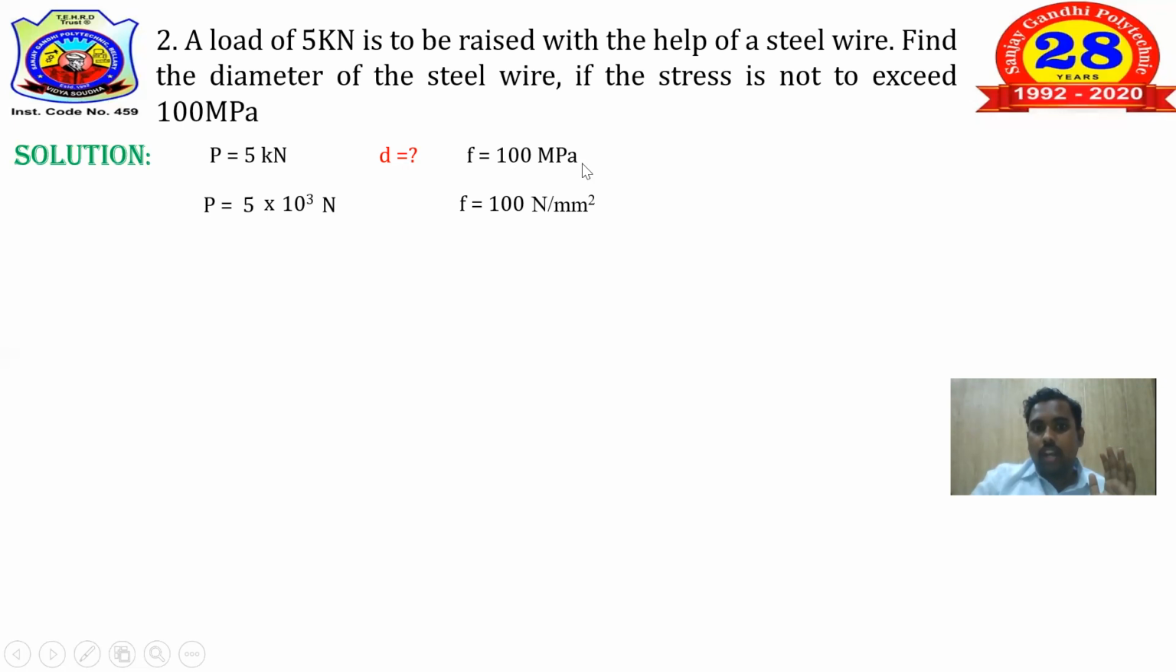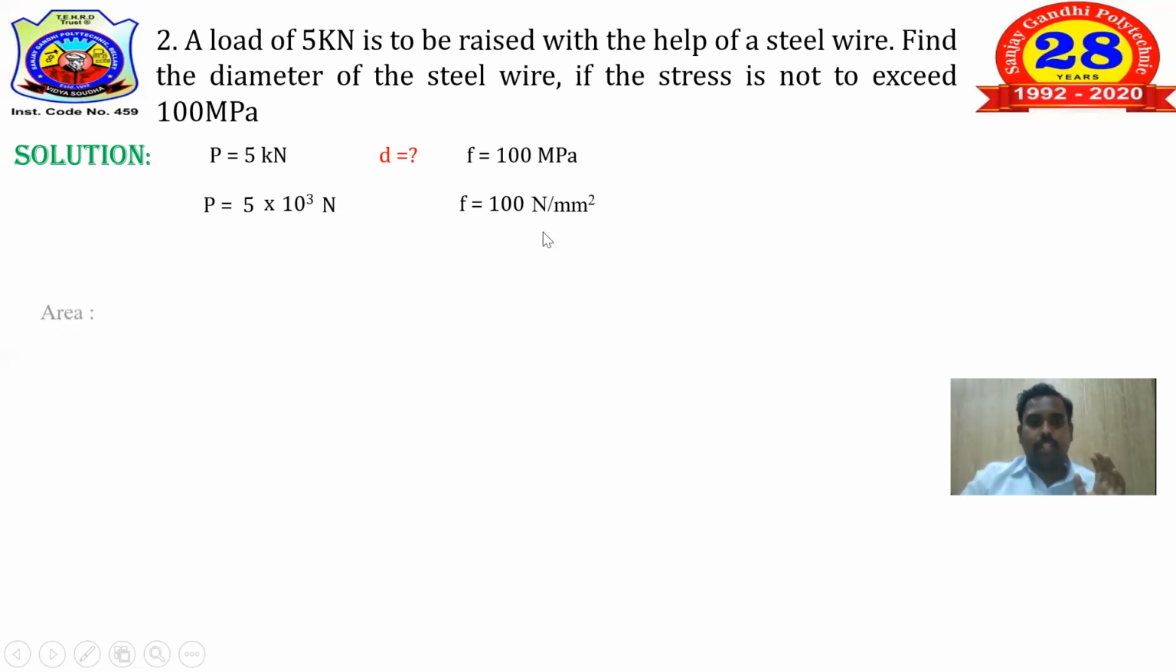Students, F equals 100 megapascal. Here it is a megapascal, so the final answer will be 100 itself. If it is gigapascal, then the answer will become 100 into 10 power 3. That is the change. I'll explain once again when we come across giga. Right now it is megapascal. In case of megapascal, without any change in value, you put it as it is.